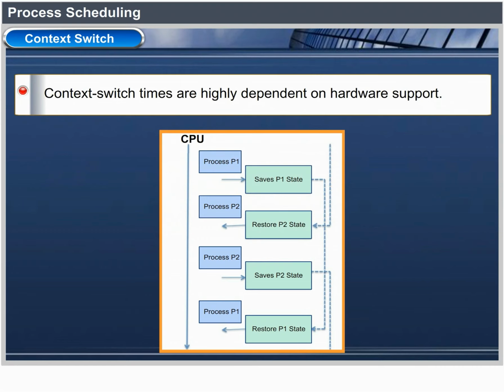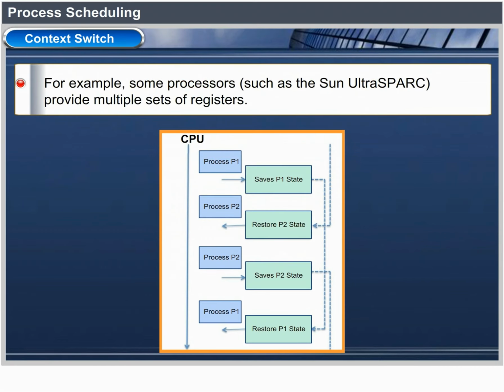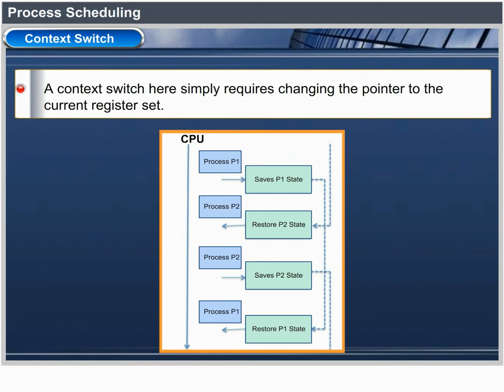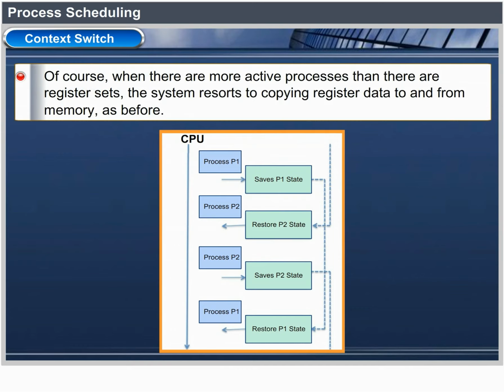For instance, some processors such as the Sun UltraSPARC provide multiple sets of registers. A context switch here simply requires changing the pointer to the current register set. Of course, if there are more active processes than there are register sets, the system resorts to copying register data to and from memory as before.